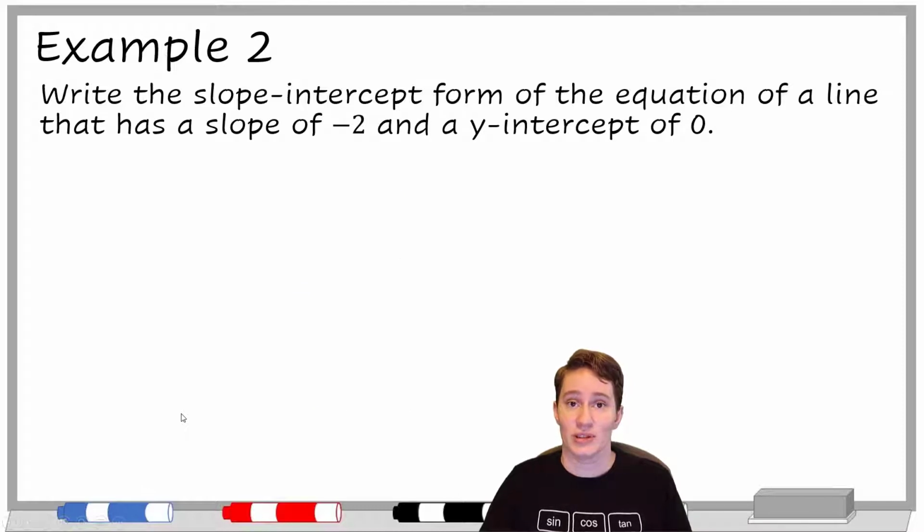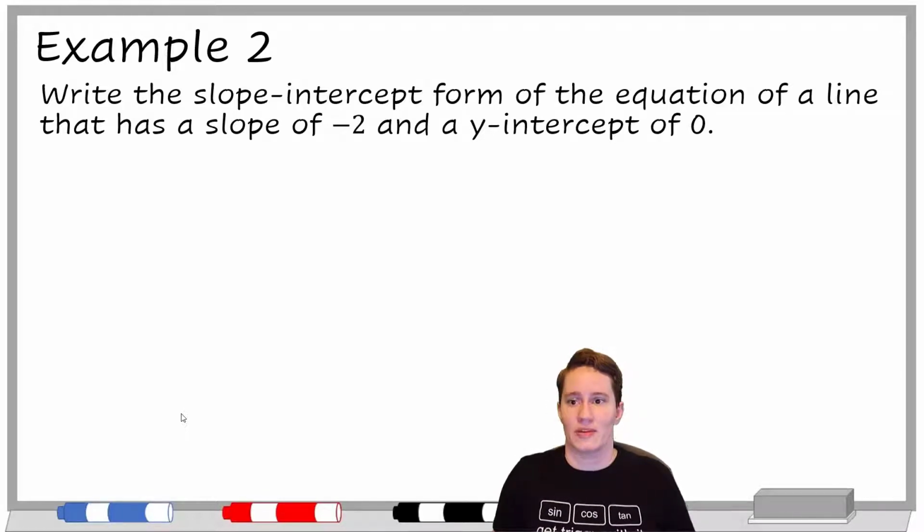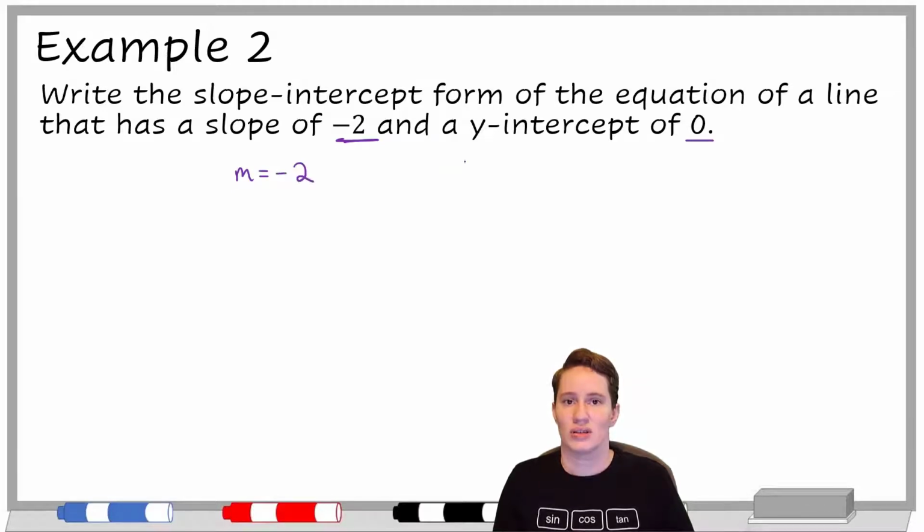This example is pretty similar, so if you wanted to try it ahead of me, you can pause the video, start it back up whenever you're ready. All right, write the slope-intercept form of the equation of a line that has a slope of -2 and a y-intercept of 0. So again, they're telling us the slope is -2, so m is -2. The y-intercept is 0, so b is 0.